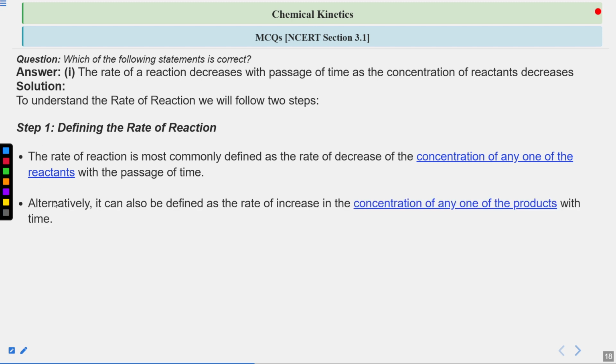Alternatively, we can also say that the rate of reaction is the rate of increase in the concentration of any one of the products with time, as the reaction proceeds. Because the reactant undergoes the process and converts to the product, the concentration of the reactant is decreasing and the concentration of the product is increasing.